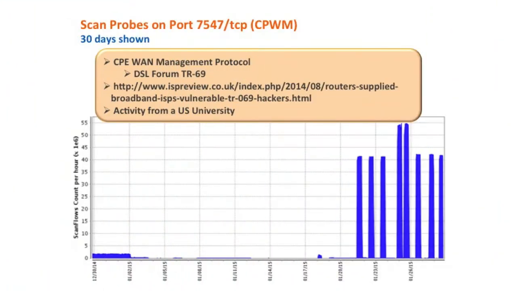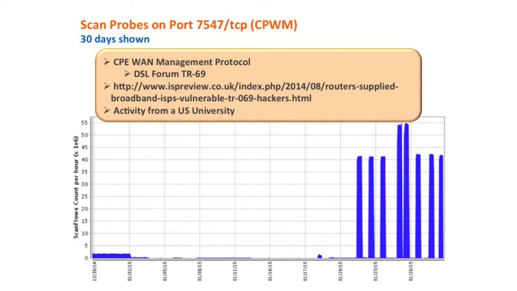All right, next item here is scan probes on port 7547 TCP. I think we've talked about this one before. It's associated with a protocol called CPE WAN Management Protocol, that is Customer Premise Equipment WAN Management Protocol, WAN being Wide Area Network. It's actually documented in a document from the DSL Forum, I think it's Technical Report 69 or TR-069. In any case, this is intended to be a protocol used for managing DSL modems effectively.